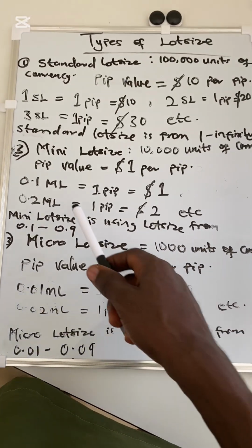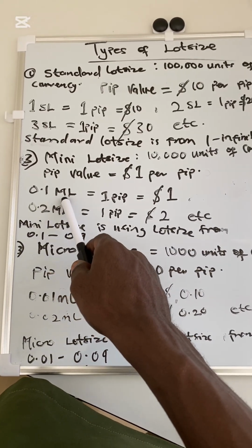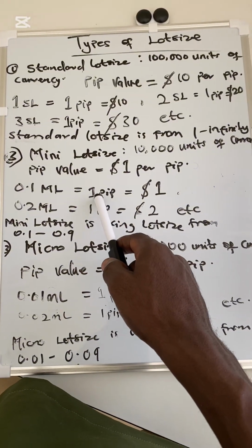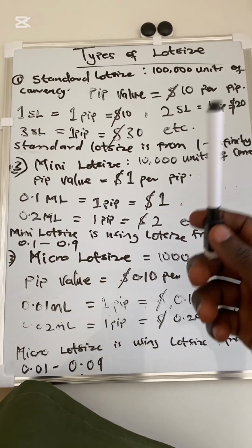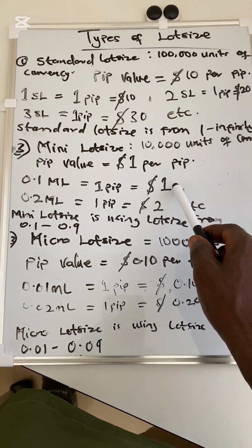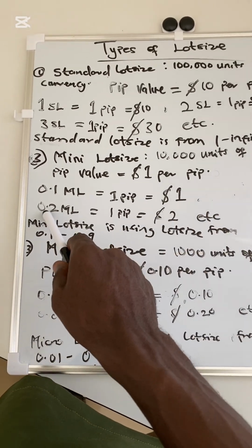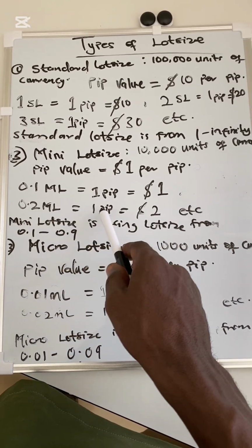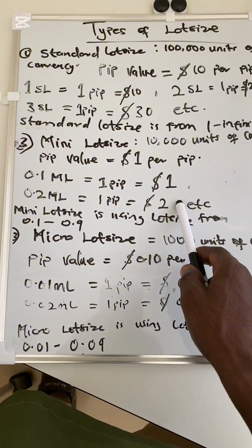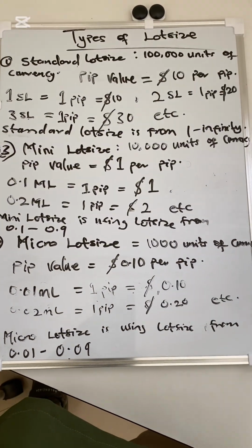$3. If you are using, for example, 0.1 mini lot size, and the market moves 2 pips, you are going to make what? $2. If you are using 0.2 mini lot size, and the market moves 2 pips, you're going to make what? $4, and so on. So you need to understand this.